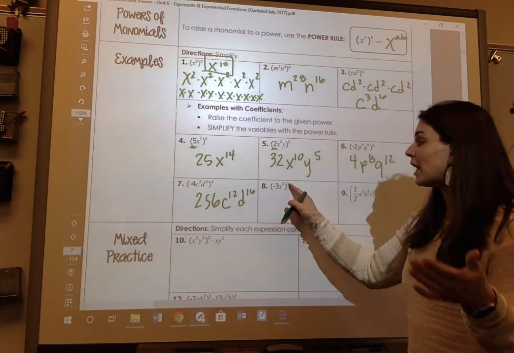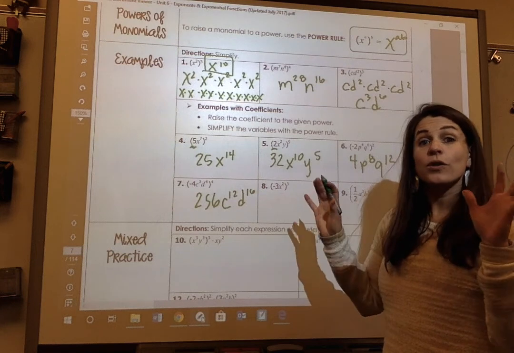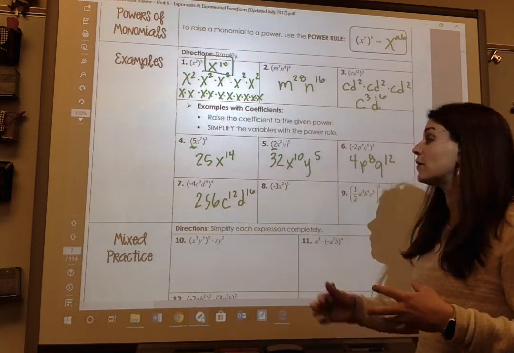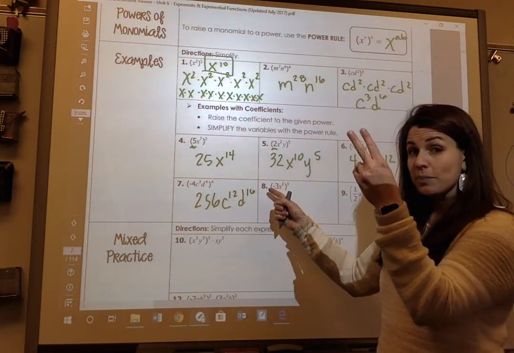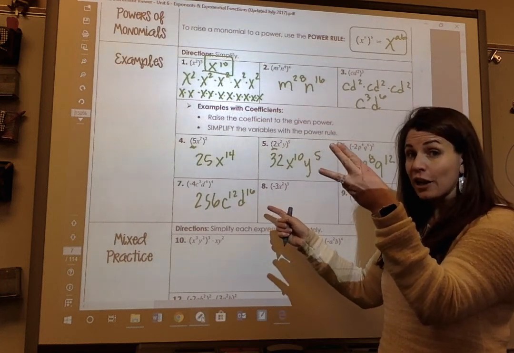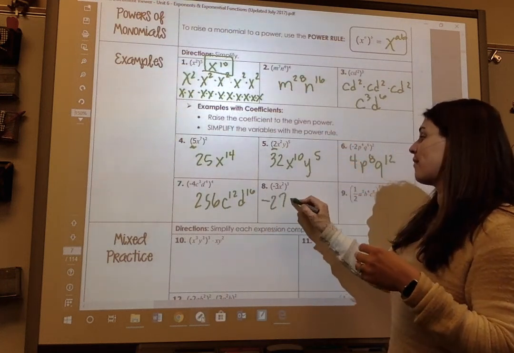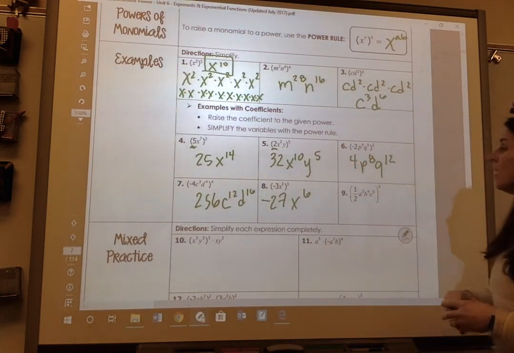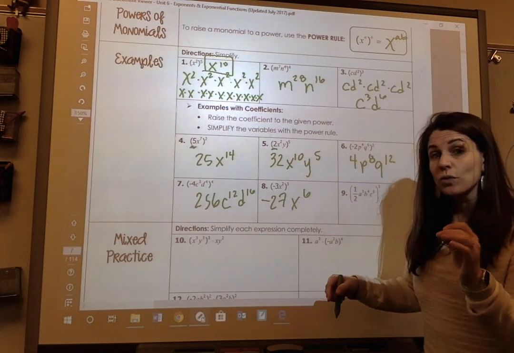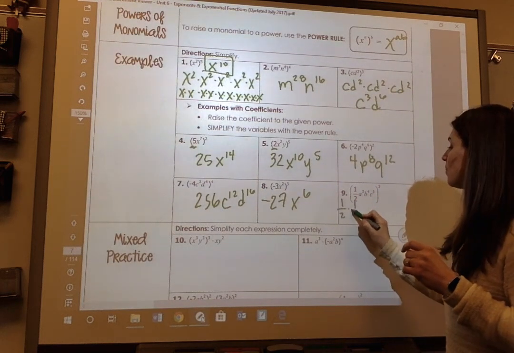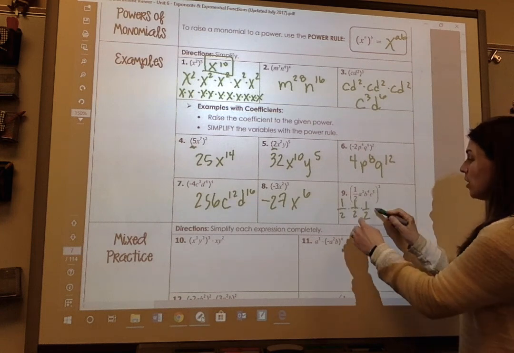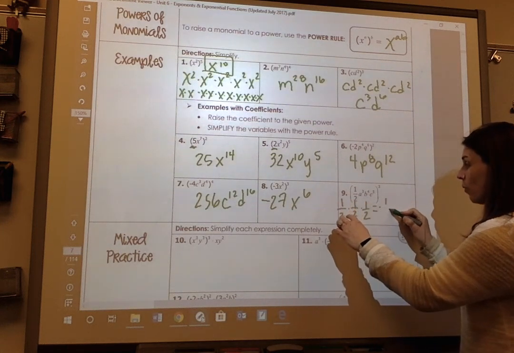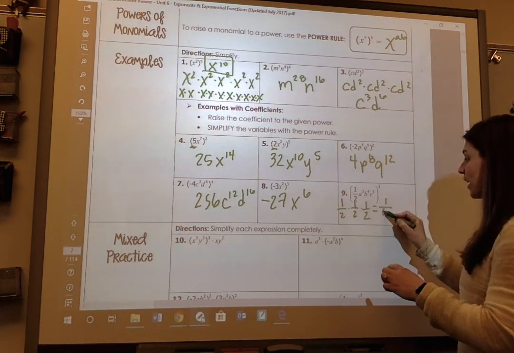Number 8, negative 3 cubed. You got to remember your rules for those negatives. So a negative 3 times negative 3 is a positive 9, times negative 3 is a negative 27, x to the 6th. 1/2 cubed. That means 1/2 times 1/2 times 1/2. So when I multiply my numerators, I get 1. When I multiply my denominators, I get 8.